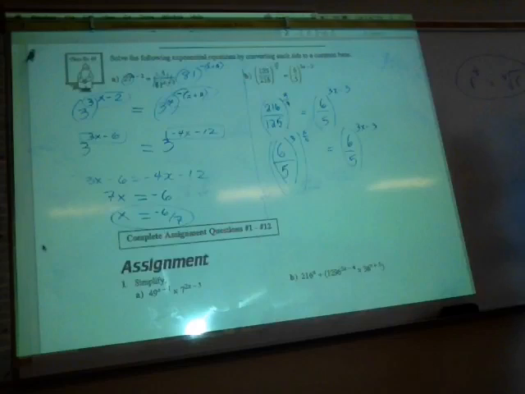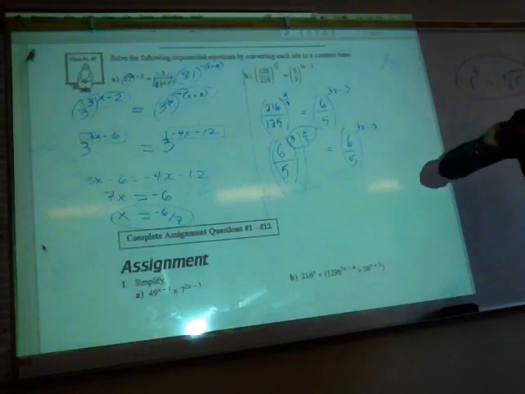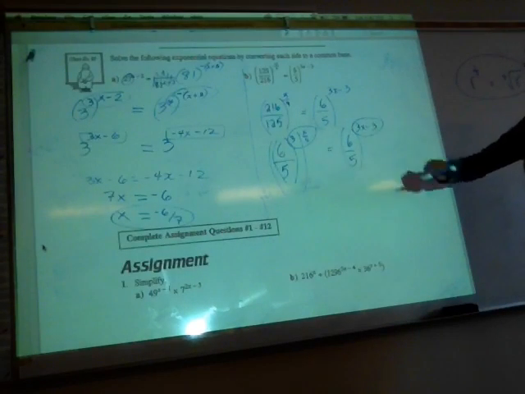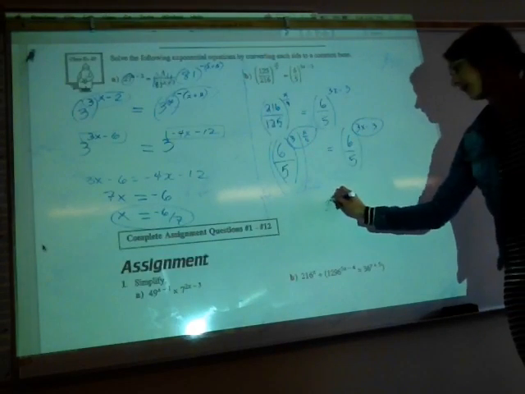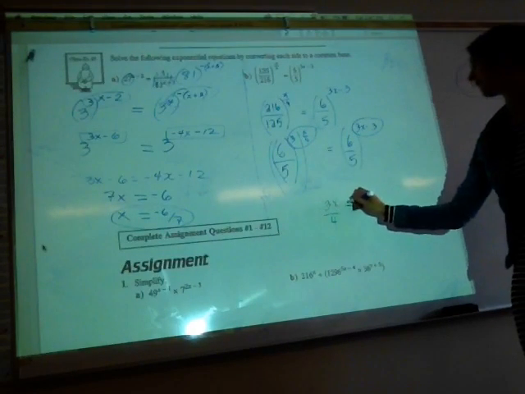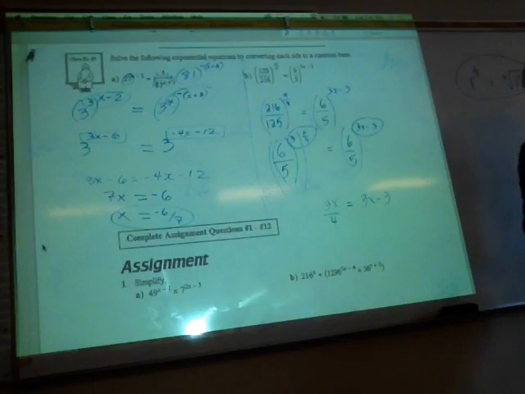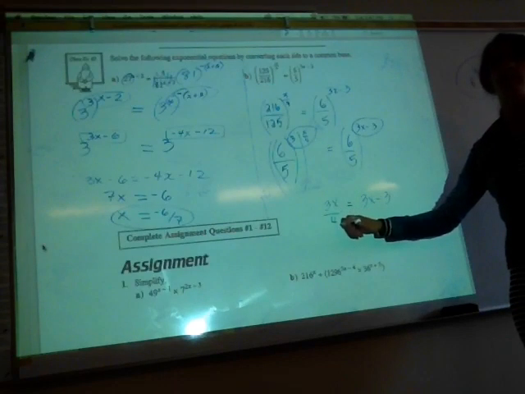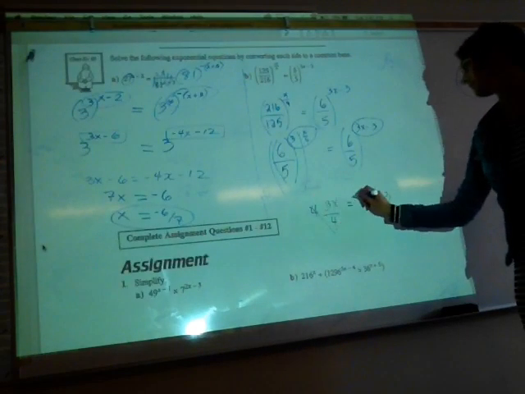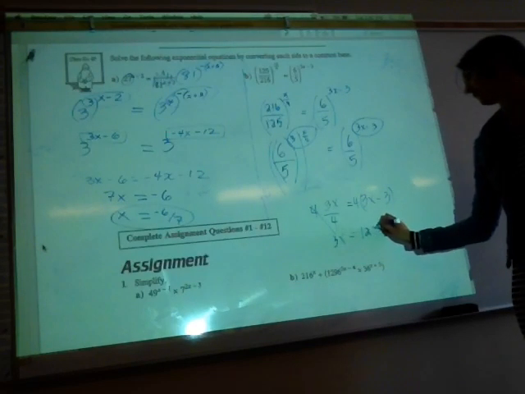So I have my same base now, and I just have to set the exponents equal to each other. 3 times x over 4 equals 3x minus 3. 3 times x over 4 is actually like 3x over 4. And that equals 3x minus 3. To get the 4 out of the denominator, I have to multiply it on both sides. So I get 3x equals 12x minus 12.